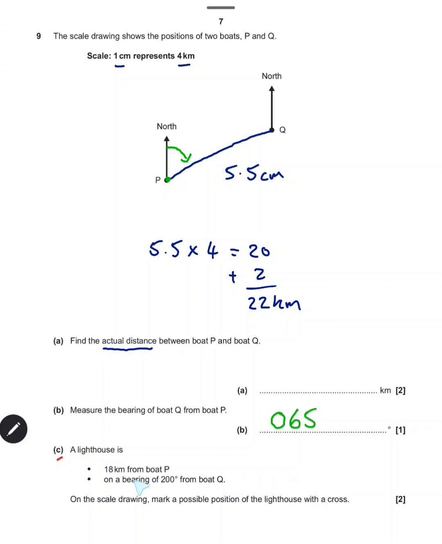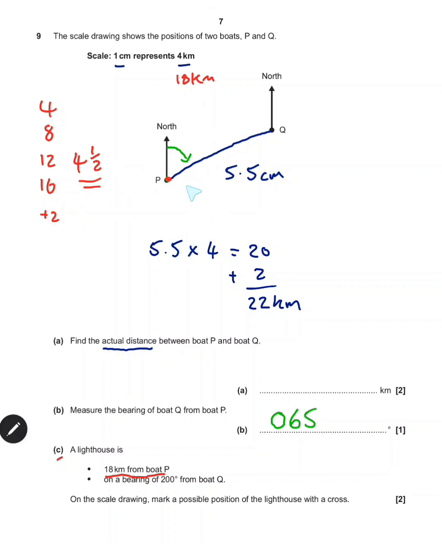Part C, we're looking to label where a lighthouse is, and there's a lot going on here. It says the lighthouse is 18 kilometres from here, from P. And I'll start with that. 18 kilometres needs converting back into centimetres. So I need to know how many 4s go into 18. So we can start counting up: 4, 8, 12, 16, and then I need 2 more, and that would be 4.5. There are 4.5 4s in 18.